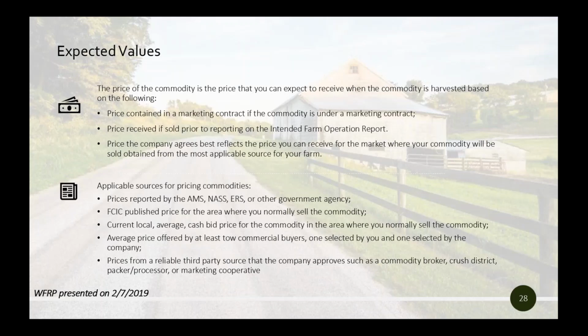And then finally, average price offered by at least 2 commercial buyers, I apologize, that's a misspelling, we'll correct that. And 1 selected by you and 1 selected by the company, if none of the other sources are available. And then finally, prices from a reliable third-party source that the company approves, such as a commodity broker, crush district, packer, processor, or marketing cooperative. So multiple things to choose from there.